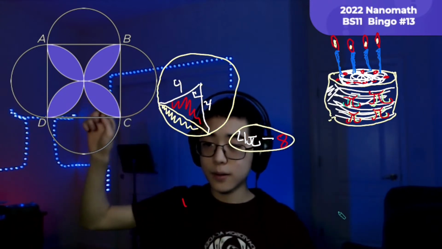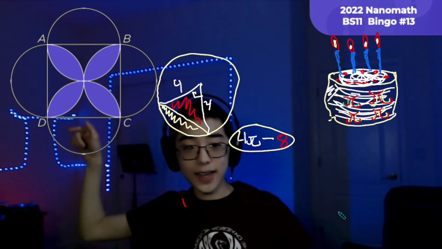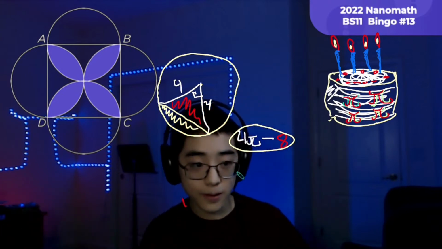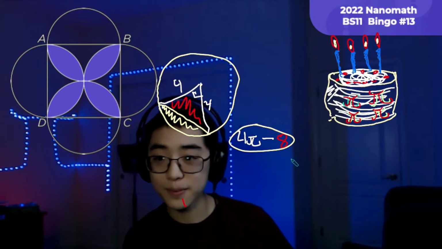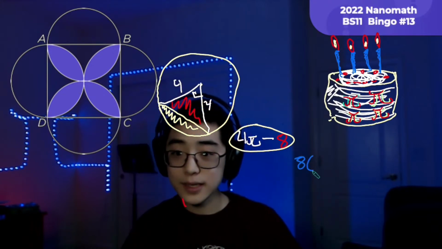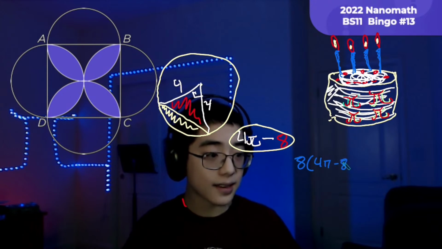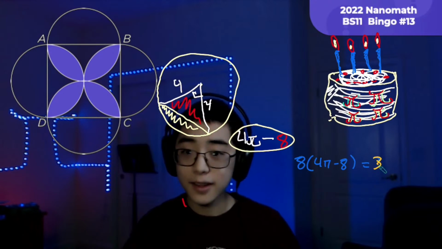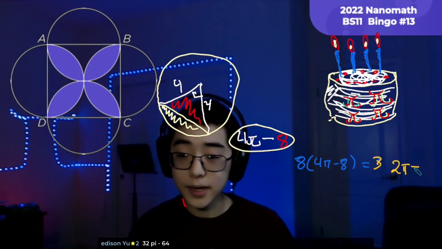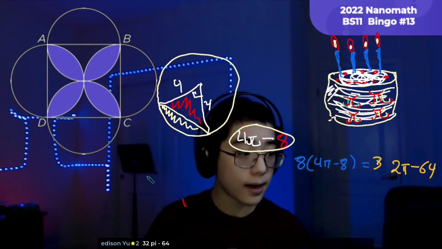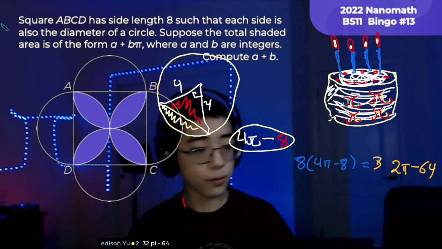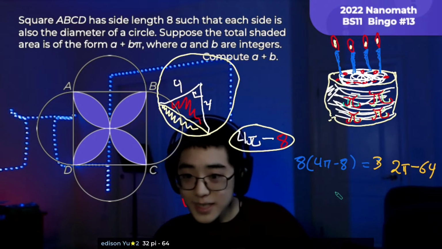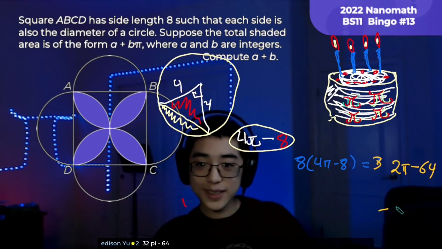And we're going to have 1, 2, 3, 4, 5, 6, 7, 8 of these. So our total purple area will be, I'll use this blue because it's purple, 8 times 4 pi minus 8, or 32 pi. Oh, it changed to orange. Well, that's okay too. 32 pi minus 64. Yes, like Edison says. And then what did they want? A plus b? Cool. And then that's just 32 minus 64, or, and here, let me scooch down, negative 32.